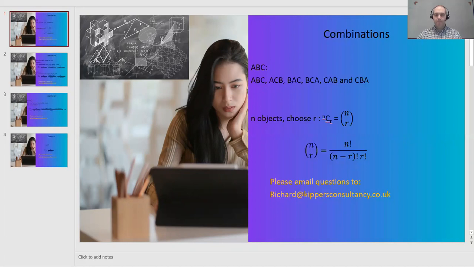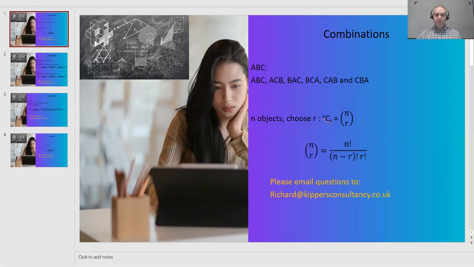Let us consider A, B, C. This can be ordered as ABC, ACB, BAC, BCA, CAB, and finally CBA. The 6 different ways ABC can be ordered, but since combinations are the unordered arrangement of objects, all of the ordered ways of ABC are considered the same.